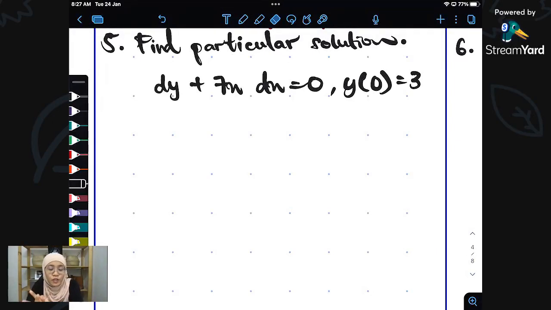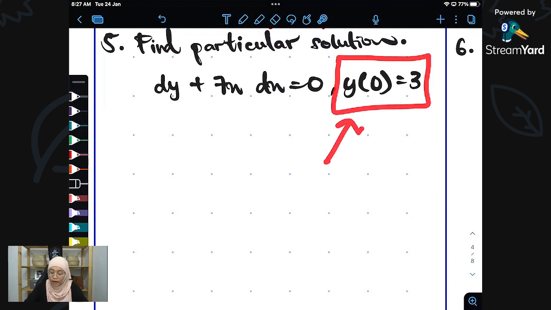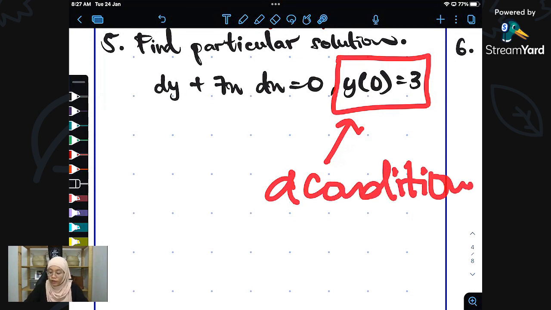Right, in the previous video, you have learned how to find the general solution, am I right? So in this video, you will learn how to find a particular solution. A particular solution is just having an additional condition. Please bear in mind, we call this a condition, for you to get the value of c.